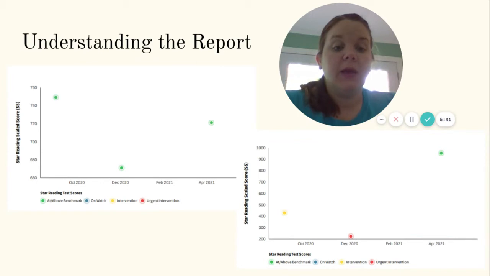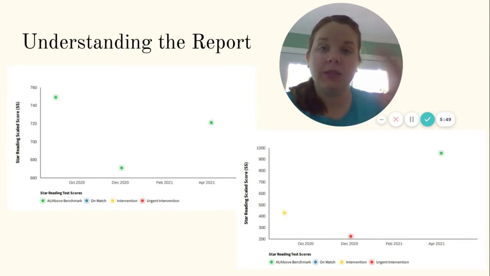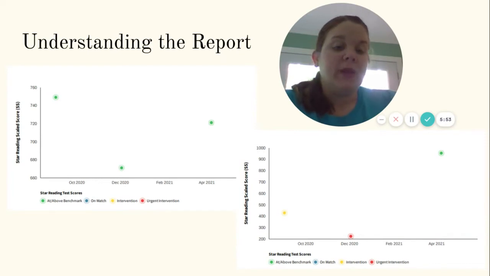and that sort of thing. But urgent intervention students would also possibly maybe be our TI students, especially if they are consistently testing in the urgent intervention. They might be our EL students. In the case of this student, maybe he was having a bad day and just didn't do very well on the test that day. Because you can see in the third data point, they go really, really high. So it could be any number of different things.